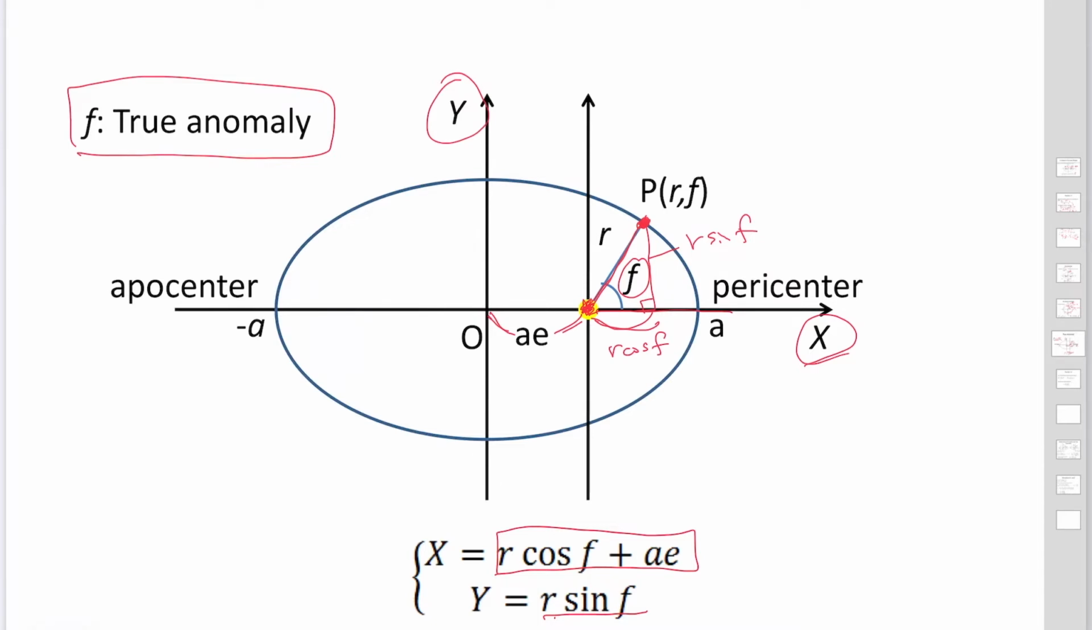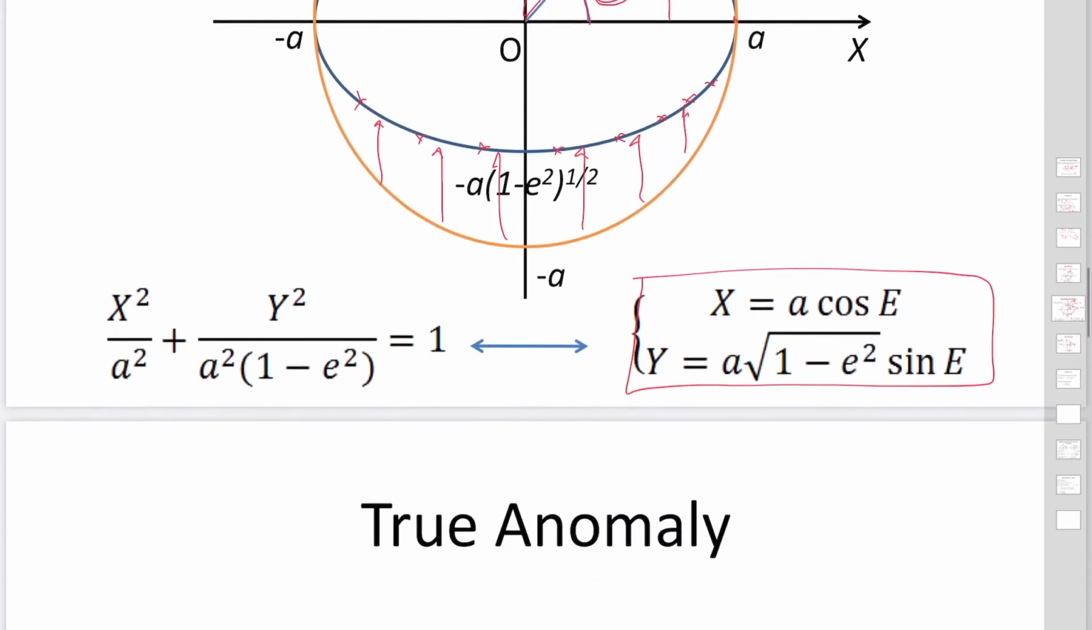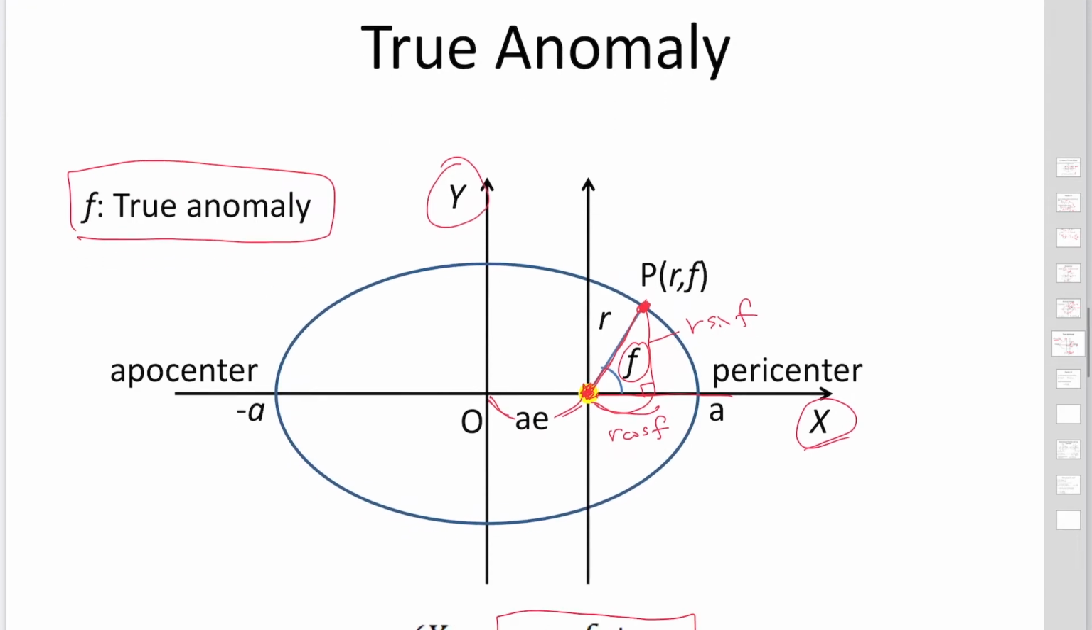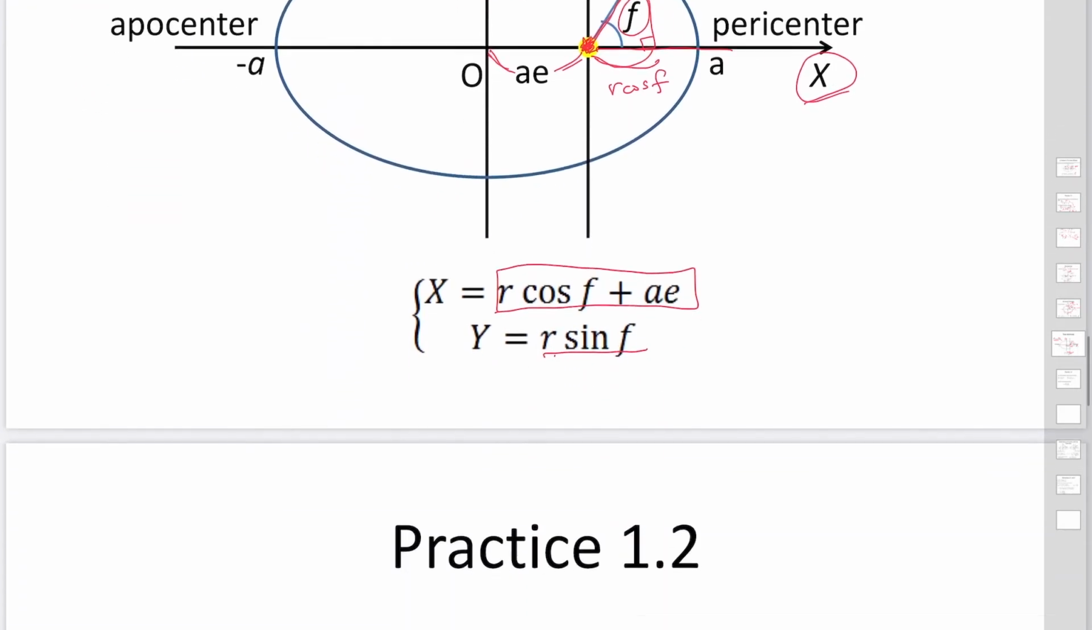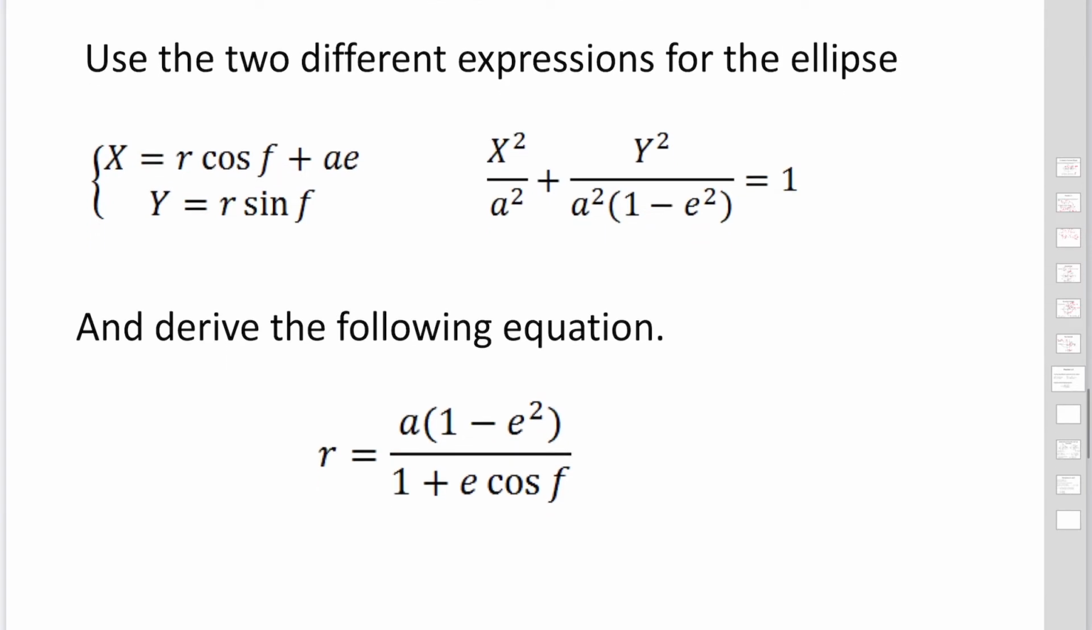So we introduced two angles. First one is the eccentric anomaly. The other one is the true anomaly. These two angles we use to determine the position of the planet on the orbit. Okay. Then practice 2. Use the two different expressions for the ellipse. So this is the true anomaly.